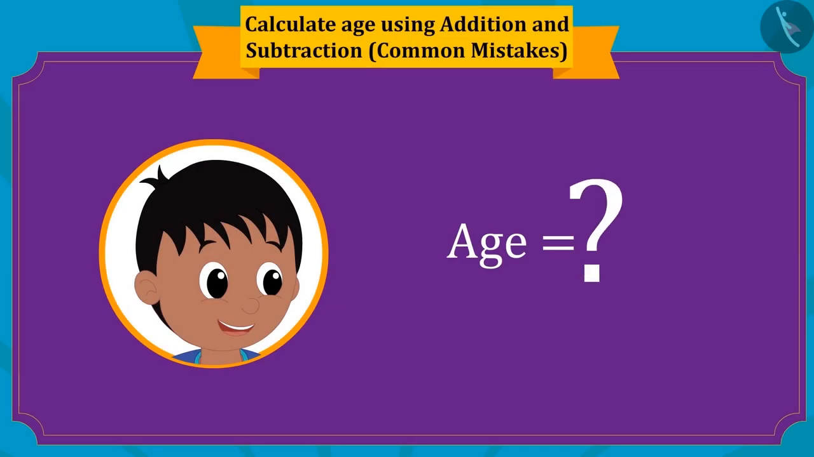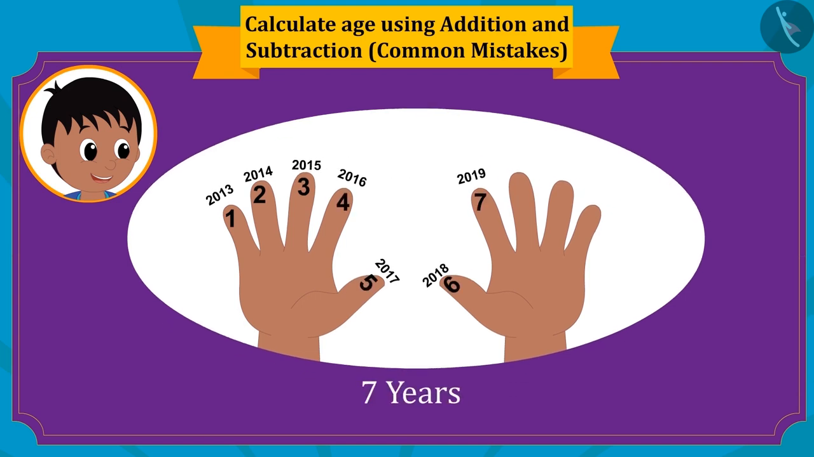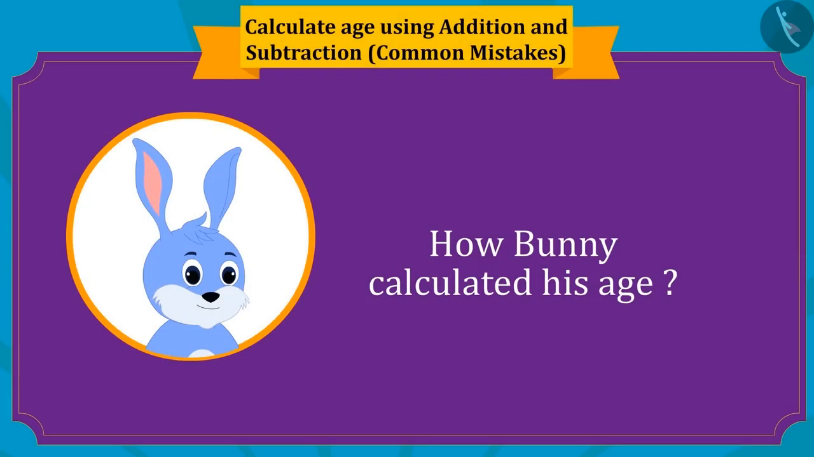So, how can we find the right age of Raju? In this way, by starting counting from 2013 on fingers, we can find the right age of Raju. So, how old is Raju? 7 years. Now, let's see how Bunny calculated his age.